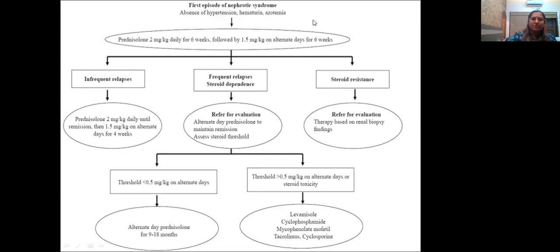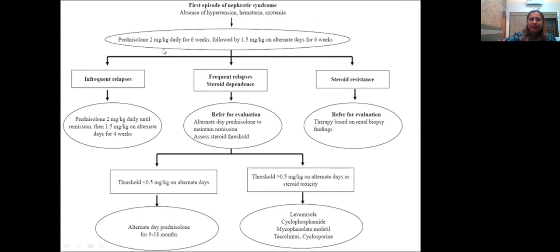So if it is the first episode of nephrotic syndrome and there is absence of hypertension, hematuria, azotemia, so no red flag signs are there. So we will just give prednisolone 2 mg per kg daily for 6 weeks, followed by 1.5 mg per kg on alternate days for 6 weeks. That is 12 weeks of initial episode therapy.